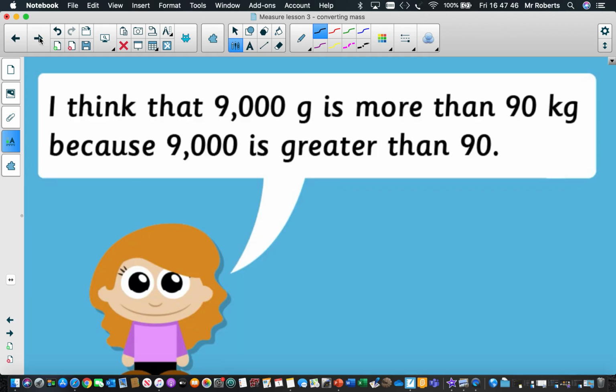Oh, we've got a reasoning one now. So again, I think that 900 grams is more than 90 kilograms because 9,000 is greater than 90. So again, I'll be looking for because in my answer. Once you've worked out what you want to say, whether it's yes you agree or no you don't, and then a because explaining why.